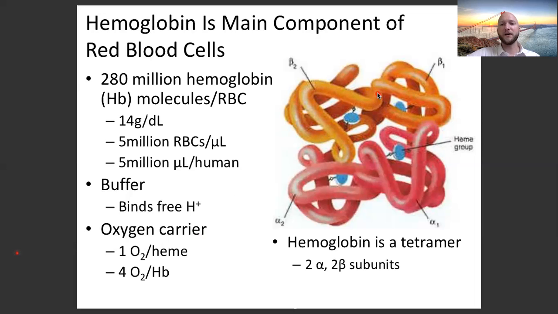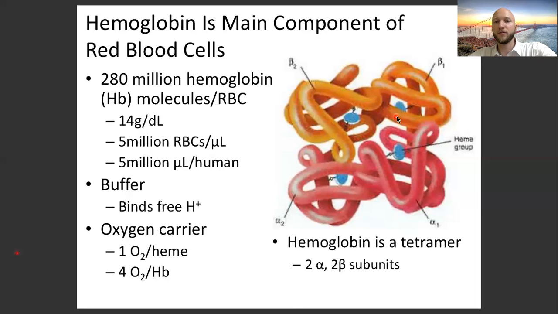So hemoglobin has a very characteristic makeup. It's got its own shape. Remember, form and function is important. Hemoglobin is a tetramer. So tetra is four, mers. It's got four main components: two alpha subunits and two beta subunits. Each subunit has a heme group. Heme groups are these blue circles in this picture. So four heme groups, one per subunit. Each heme group can bind to one oxygen. So there's four heme groups. So how many oxygens can bind to one hemoglobin molecule?